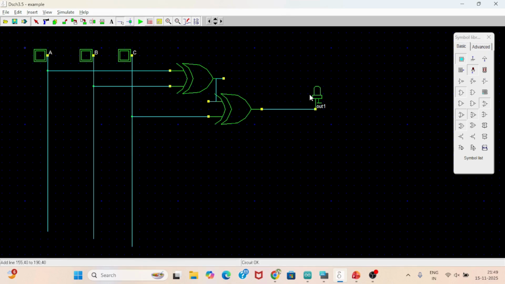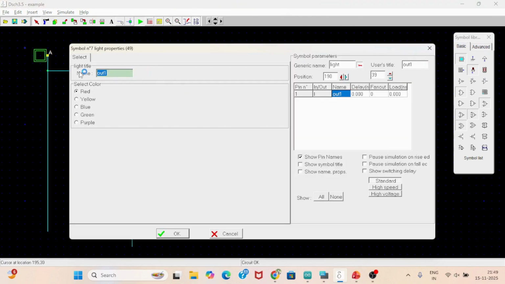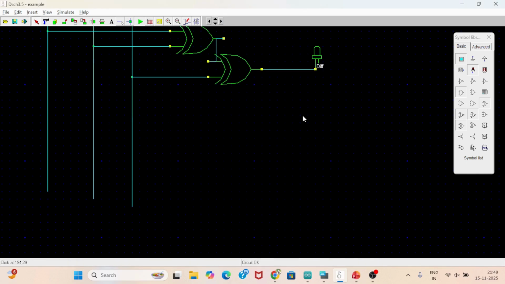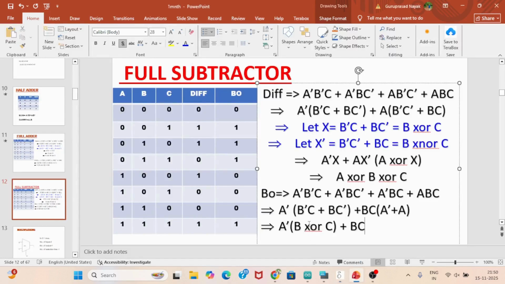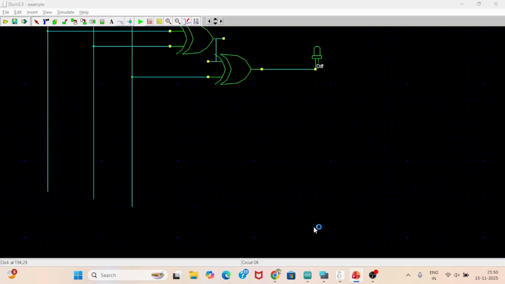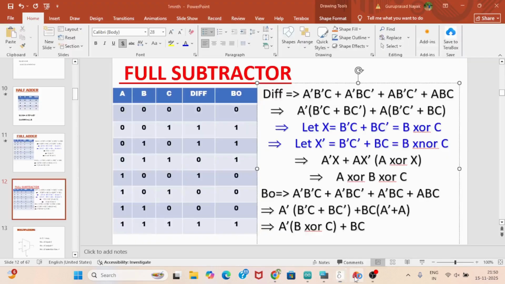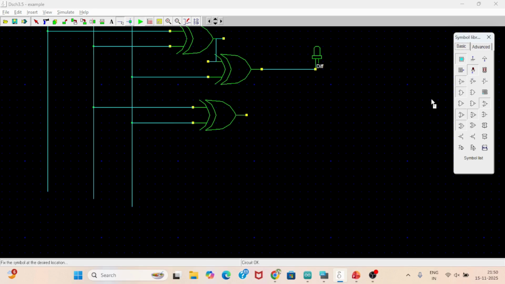Next, we have to check the borrow. The borrow is A bar times B XOR C, plus BC. You can design it yourself, but you have to follow the expression first. I connect B XOR C, then A bar, so I need a NOT gate for A bar. Then A bar and B XOR C needs an AND gate.